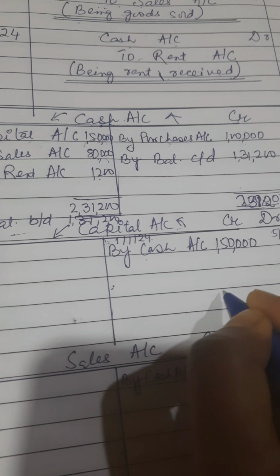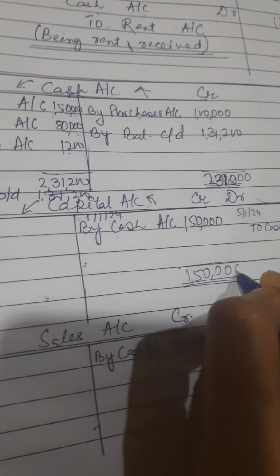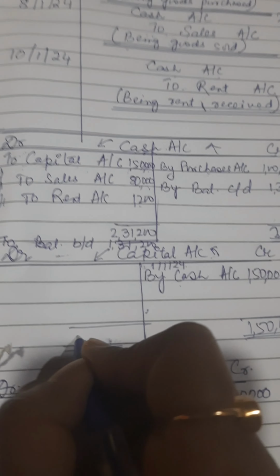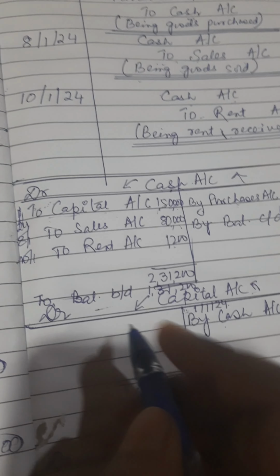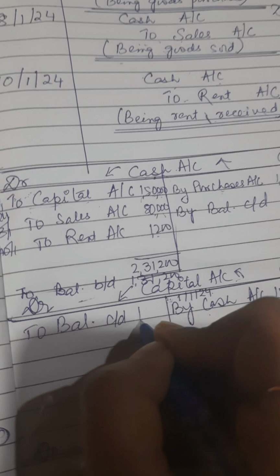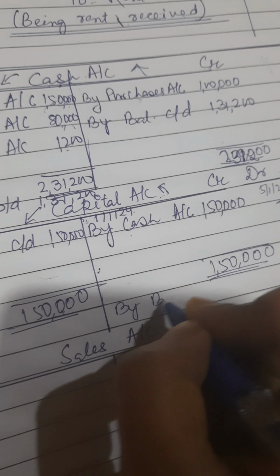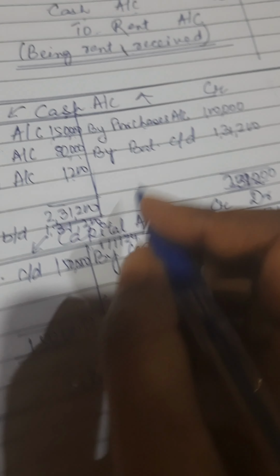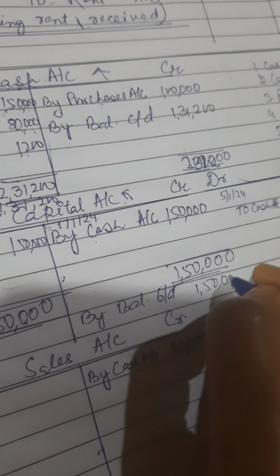Done. Now coming to all other accounts you have to close. Similarly, in the capital account you have 1,50,000, so you will write 1,50,000 on this side also. Now this side there is no balance, so to balance carried down 1,50,000. And then immediately you have to write by balance brought down. The brought down will be on the opposite side. If carried down is this side, brought down is this side. By balance brought down 1,50,000.